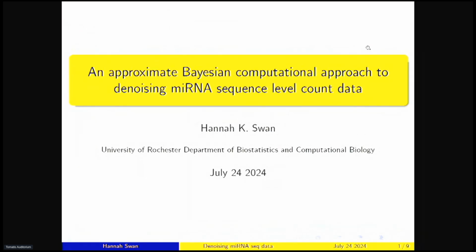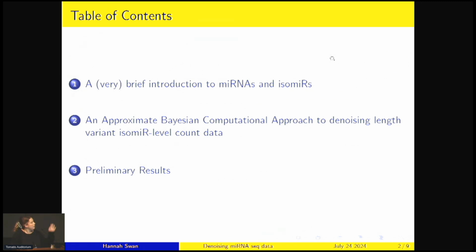Okay, so I'm going to be presenting what I've been working on for my dissertation thus far. I am currently a rising 5th-year PhD student at the University of Rochester in the Department of Biostatistics and Computational Biology, and this is an overview of one of the chapters of my dissertation, which is an approximate Bayesian computational approach to denoising microRNA sequence level count data, and I'm going to do my absolute best to get through this in 8 minutes. So, just a brief overview.